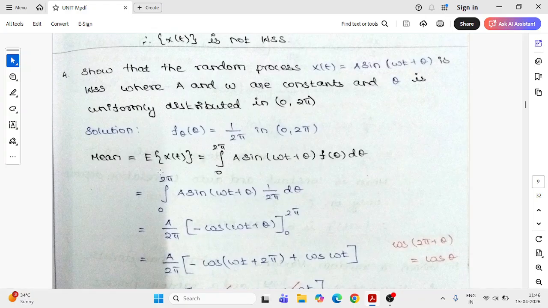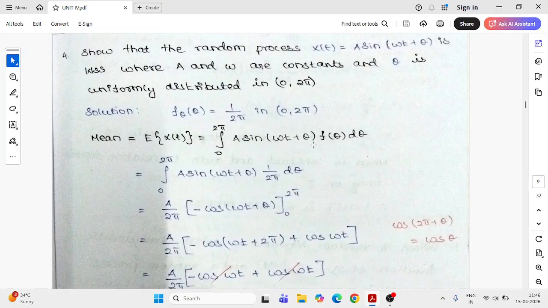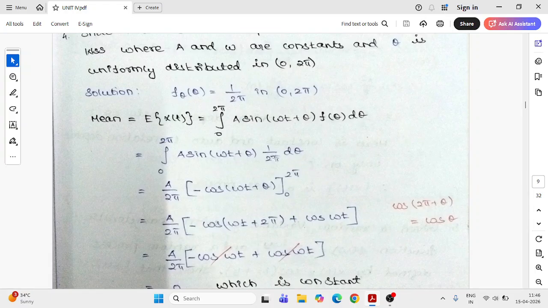So mean equals expectation of x of t, which is nothing but the integral from 0 to 2 pi of x of t into f theta of theta d theta. So x of t is a sin(omega t plus theta) and f theta of theta is 1 by 2 pi d theta. Now let us collect all the constant terms outside to proceed with integration. Here the integrating variable is theta. So let us have the constant a by 2 pi outside. The remaining is sin(omega t plus theta).